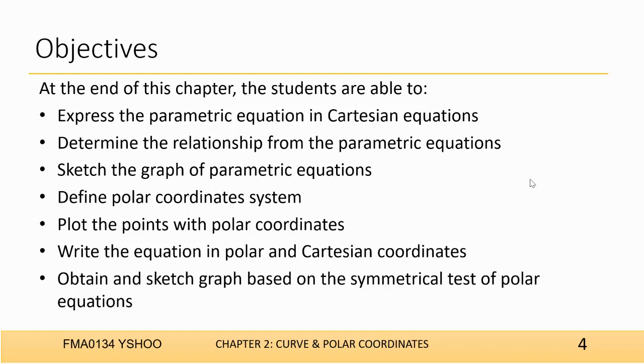The objective of this Chapter 2 is that at the end of this chapter, the students are able to express the parametric equation in Cartesian form and vice versa, and sketch the graph, define polar coordinates and plot them, and then do the symmetry test of the polar equations.